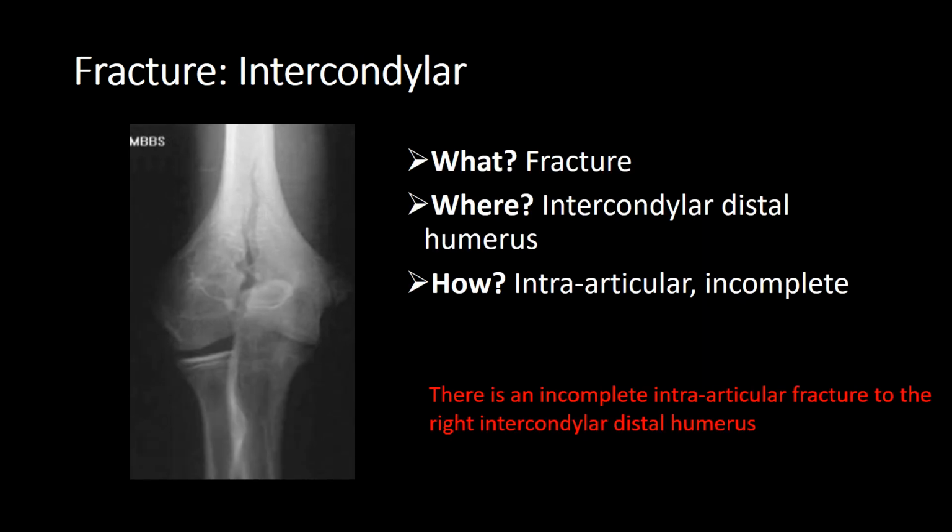So what is it? It's an intercondylar distal humerus fracture. How? Intra-articular and incomplete. It's an incomplete fracture because the fracture does not break off into a separate fragment. And it's important that in the what, where and how, you say that it is an intra-articular fracture, because that's the significant injury.